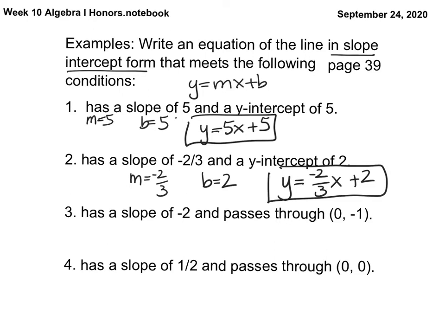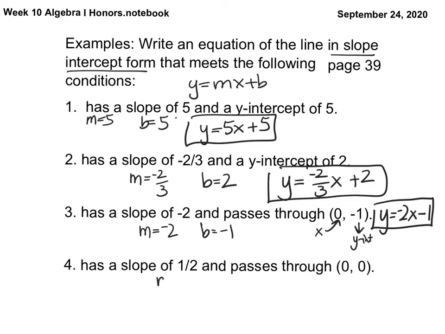For my next one, my slope is negative 2, and it passes through 0, negative 1. It doesn't say y-intercept, but remember, the y-intercept is where x equals 0. So since I have 0 here for x, then this is my y-intercept. So my y-intercept is negative 1. My equation of my line would then be y equals negative 2x plus negative 1, or better written, minus 1.